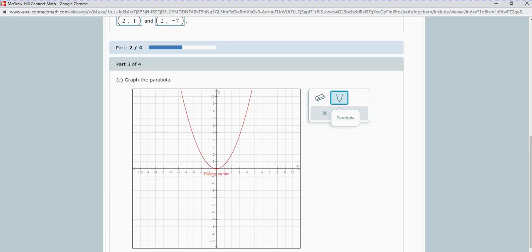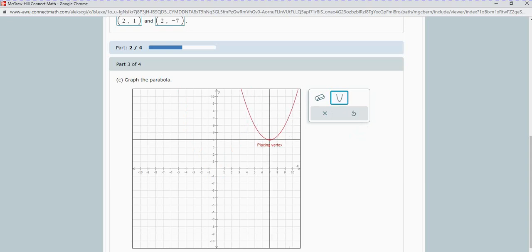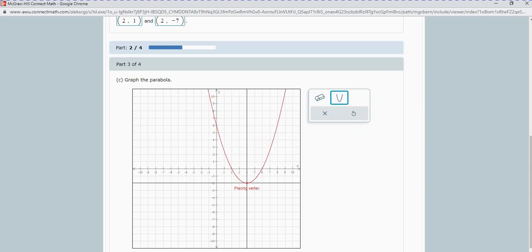Let's see what we need. So we need our vertex first, and we determined that was at 4, -3. So 4, -1, 2, 3. Place the vertex. Now, it's worth mentioning if you have a vertex that doesn't fall on your grid lines, you may have to use the point plotting tool first. So if you can't just drag and drop your vertex accurately, if that would require some approximation, then you can use the point plotting tool, type in the coordinates, and then you can drag and drop your vertex correctly.